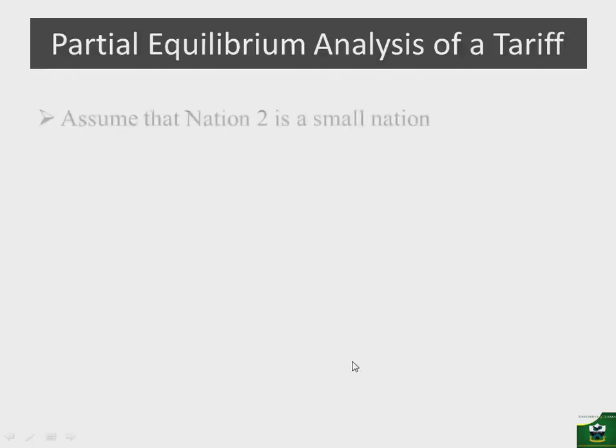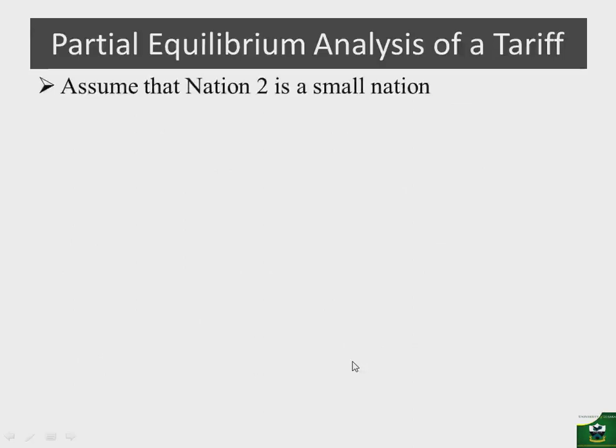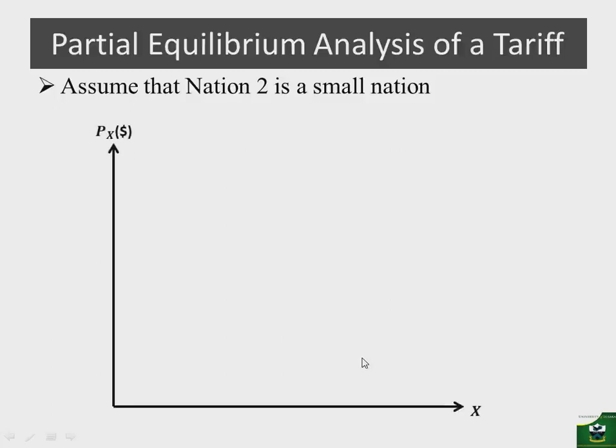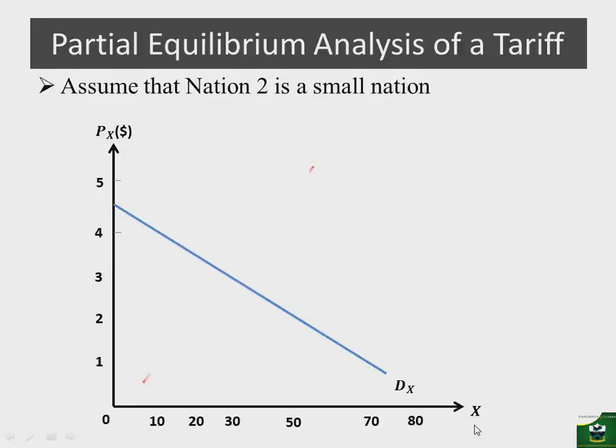Okay, so let's look at our graphical illustration. Assume that nation 2 is a small nation, which is the importing nation. On the vertical axis, we put the price of commodity X in dollars, and on the horizontal axis, we put commodity X. If we assume values along the vertical and horizontal axis, we can draw our demand curve to be downward sloping and our supply curve to be upward sloping. Then we have our equilibrium price of 3 and the equilibrium quantity of 30.